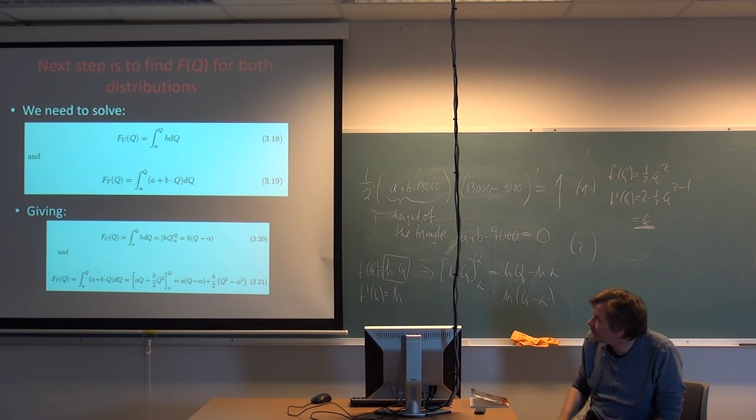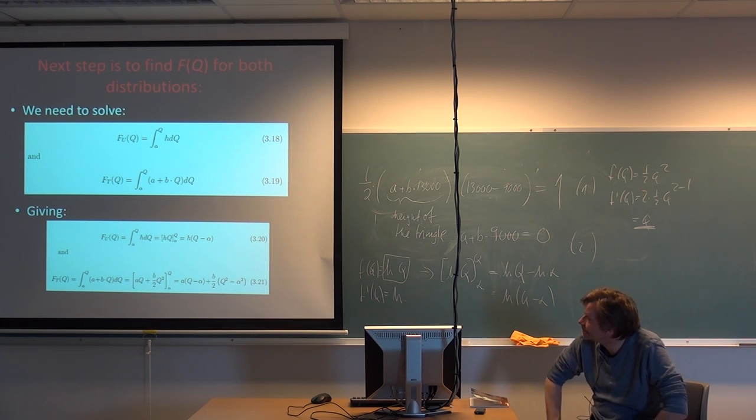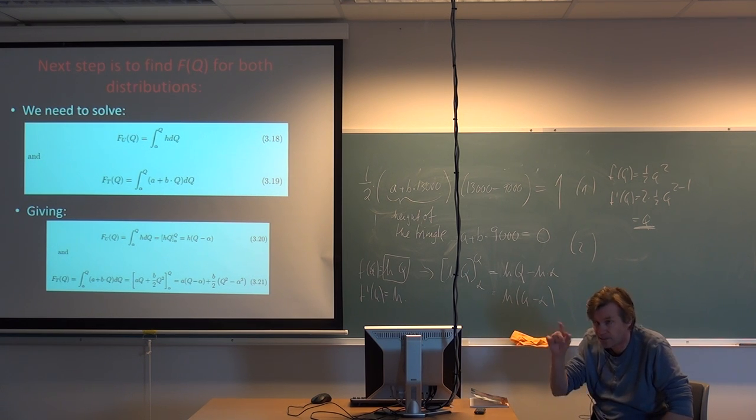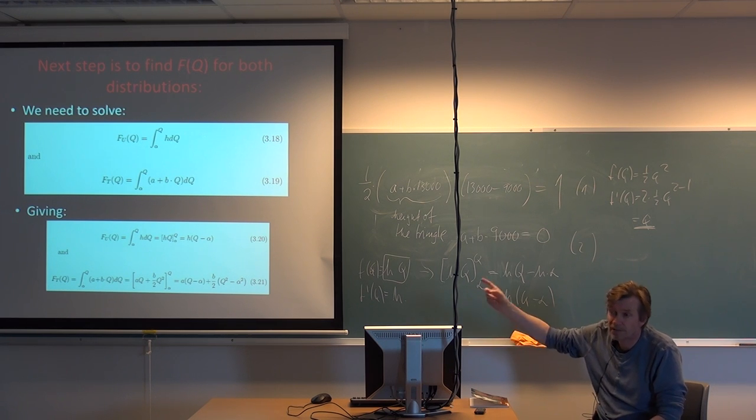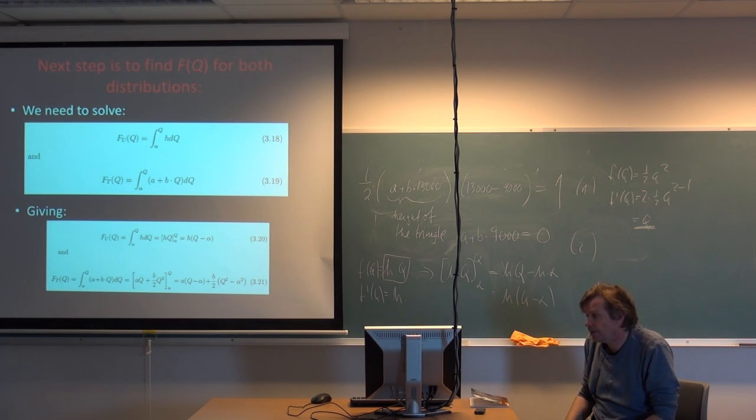Now we have reached the point where we can start finding what we're aiming for here. And remember, what we're aiming for is this Q star, the amount to order. If we keep on with this example, there will be two different numbers, one for one of the distributions and another for the other one. But you know I'm lazy, so I just compute one of them and leave the other one to you.